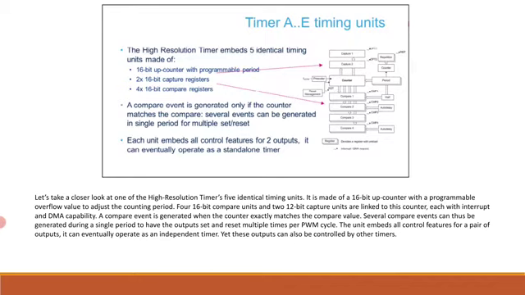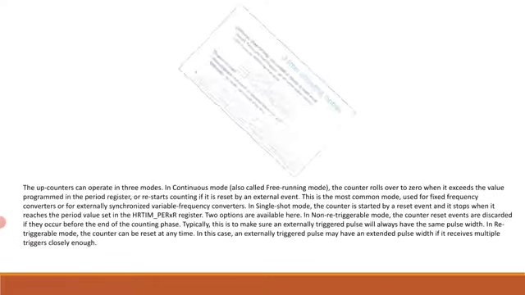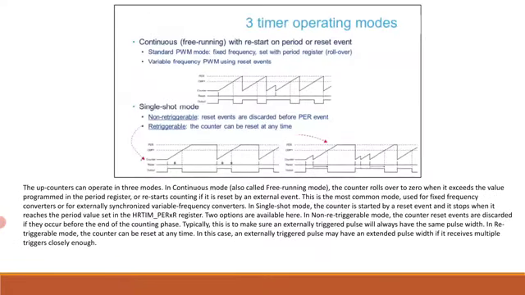So the up counter can operate in 3 modes. In continuous mode, also called free running mode, the counter rolls over to 0 when it exceeds the value programmed in the period register, or restarts counting if it's reset by an external event.